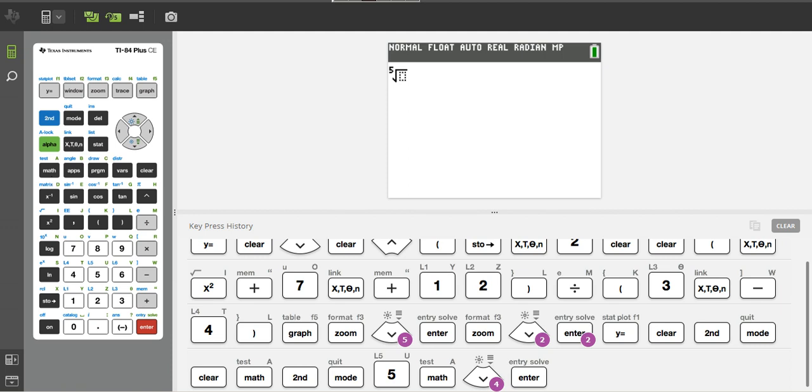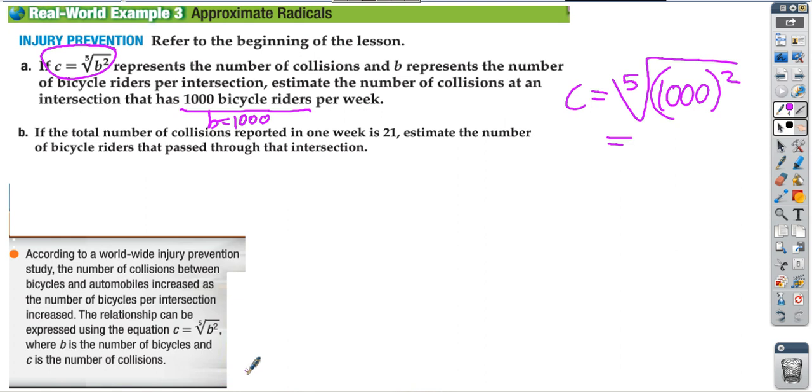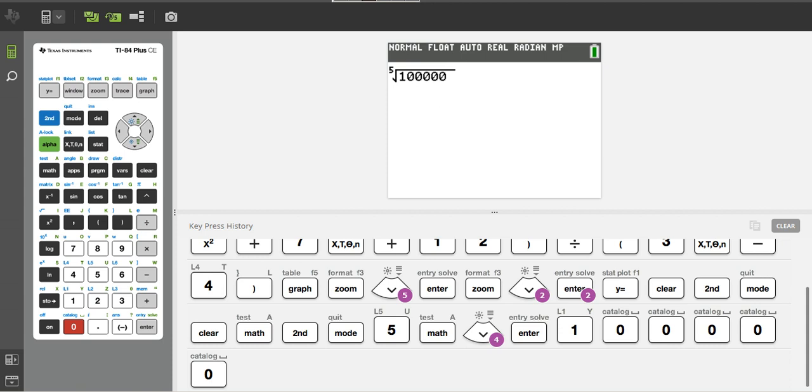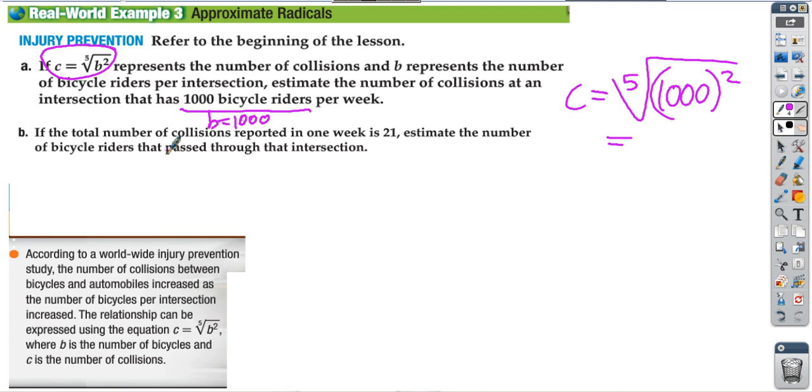And we're trying to find the 5th root of what? 1,000 squared is 1,000,000. So 1 with 6 zeros. And what does that equal? 15.85. So the number of collisions is about 15.8, they say estimate, so about 16. We'll just use the decimal answer, 15.85.